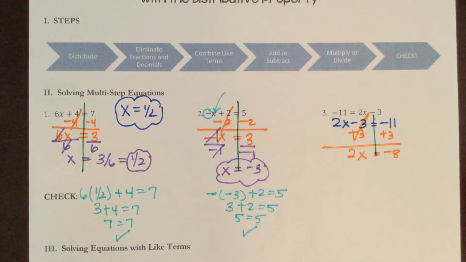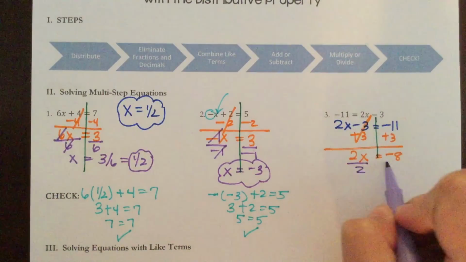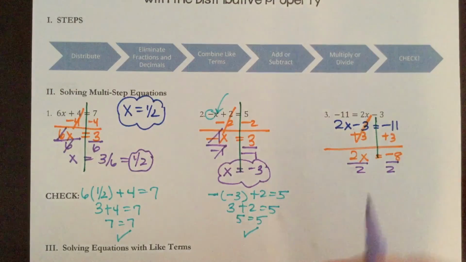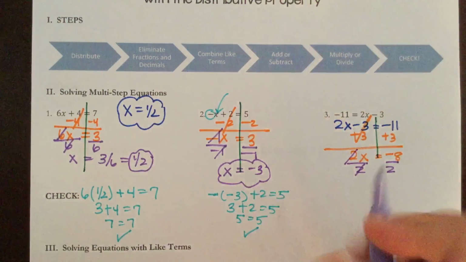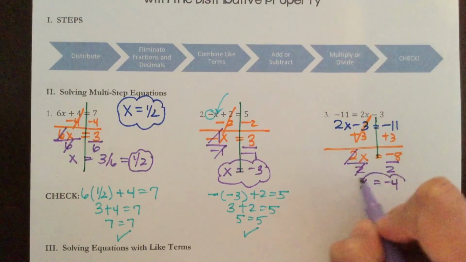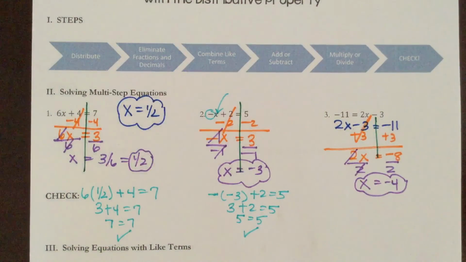Our next step in the process is to multiply or divide. So we will divide both sides by that 2 that is multiplying the x, and we find that x should be equal to -4. Our last step here is to check.